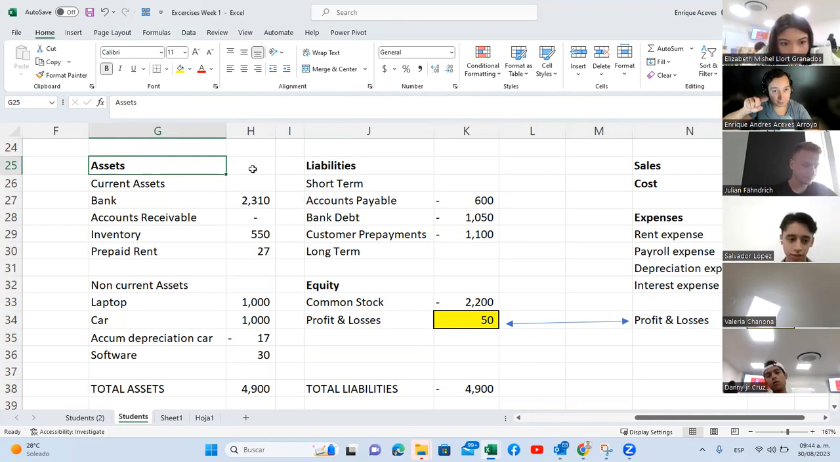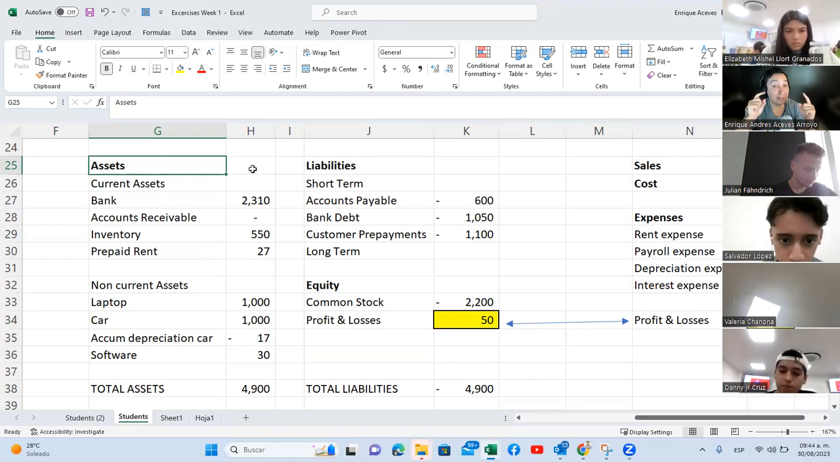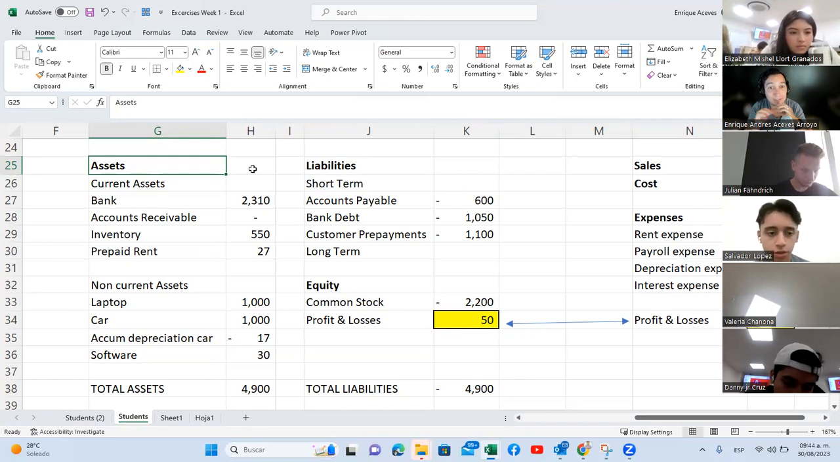But when you finish, okay? Remember that if your journal entries add up to 0, it means that you have your accounting system balanced. It's just that you have something wrong in the financial statements that you're not adding up, and that's it.